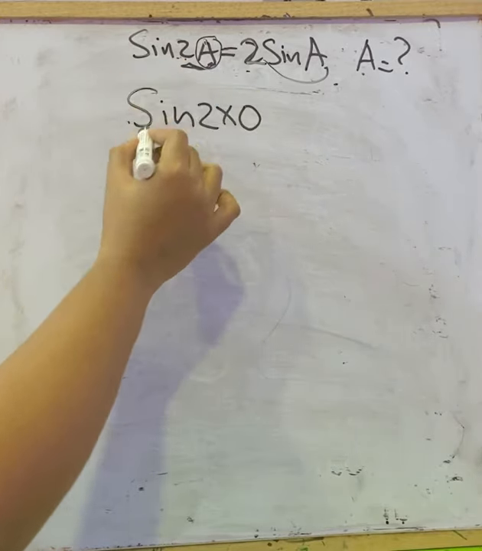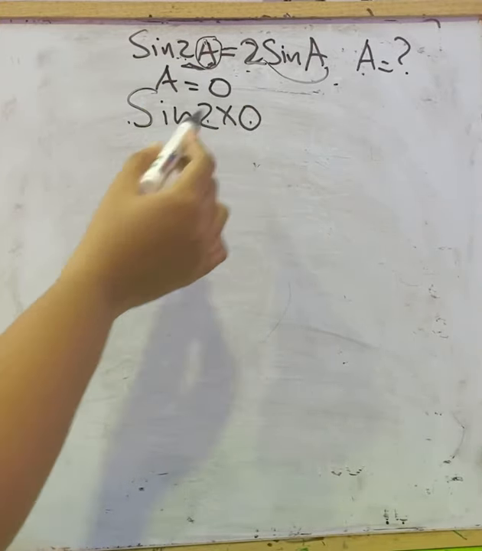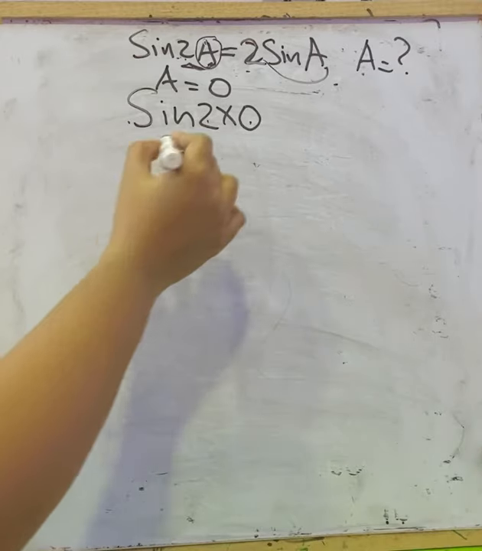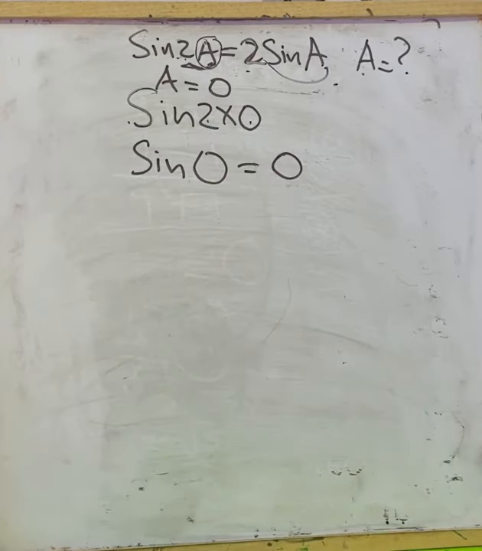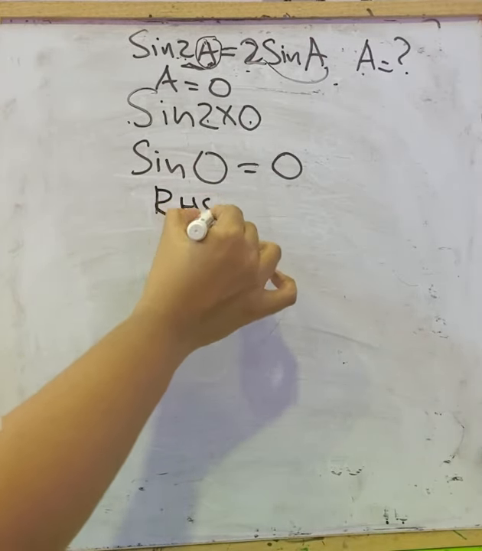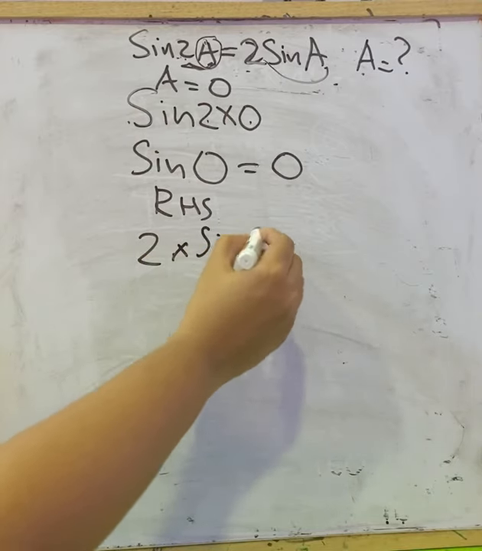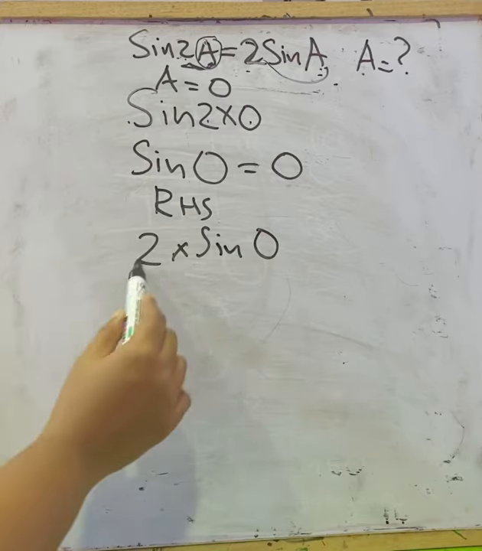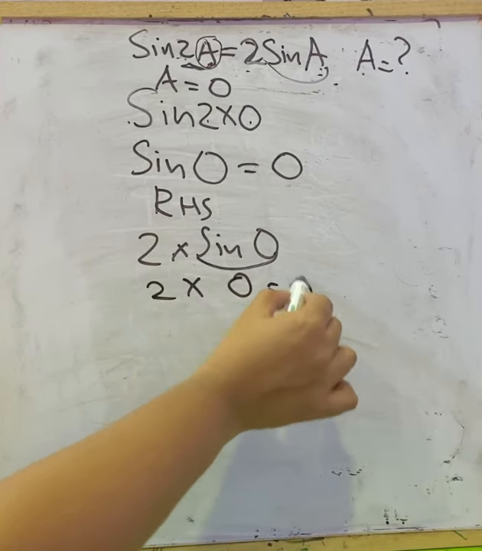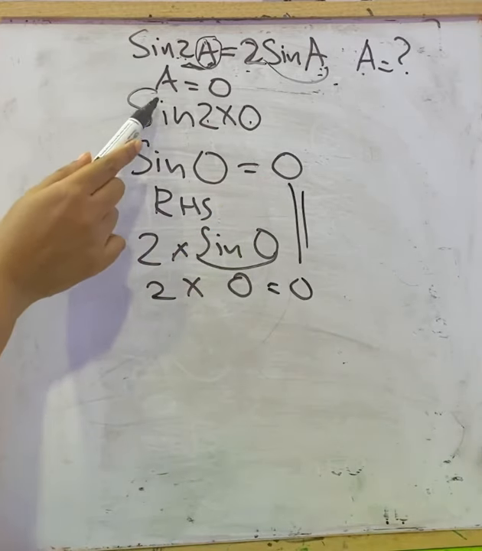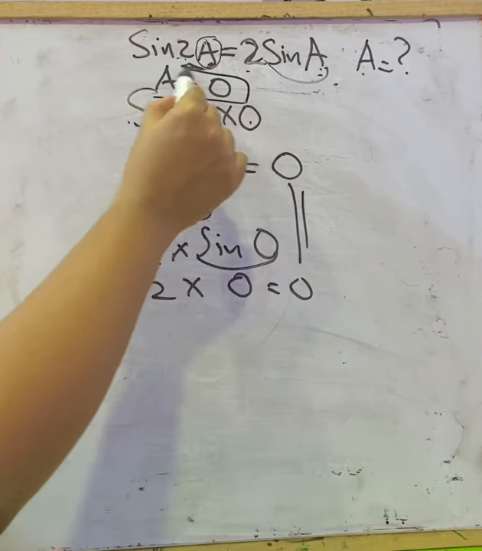So in the LHS part, if a equal to 0, sine 2 into 0, 2 into 0 is 0. That is sine 0 is 0. We have sine 0 is 0. Now coming to RHS part, 2 into sine 0. If a is 0 here, 2 into sine 0. Sine 0 is 0. So 2 into 0 is 0. Now both LHS part and RHS part become equal when we substitute a equal to 0.